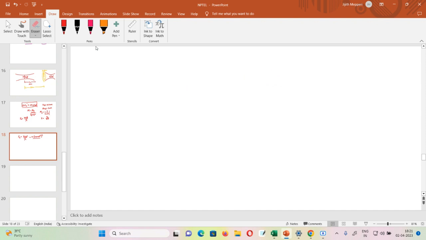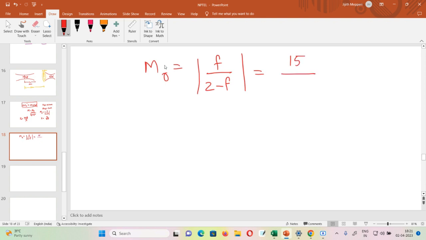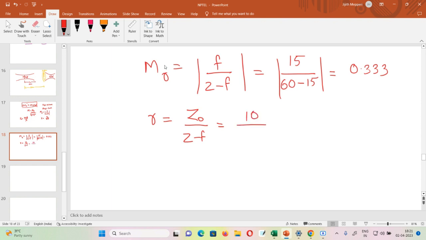So we can directly go for our magnification. So we have mr is equal to f divided by z minus f. So it will be equal to 50 divided by 60 minus 15, and this will be equal to 0.333, and we have r will be equal to z naught divided by z minus f. So z naught is given as 10, but z minus f is 60 minus 15, that will be equal to 45, and equal to 0.222.